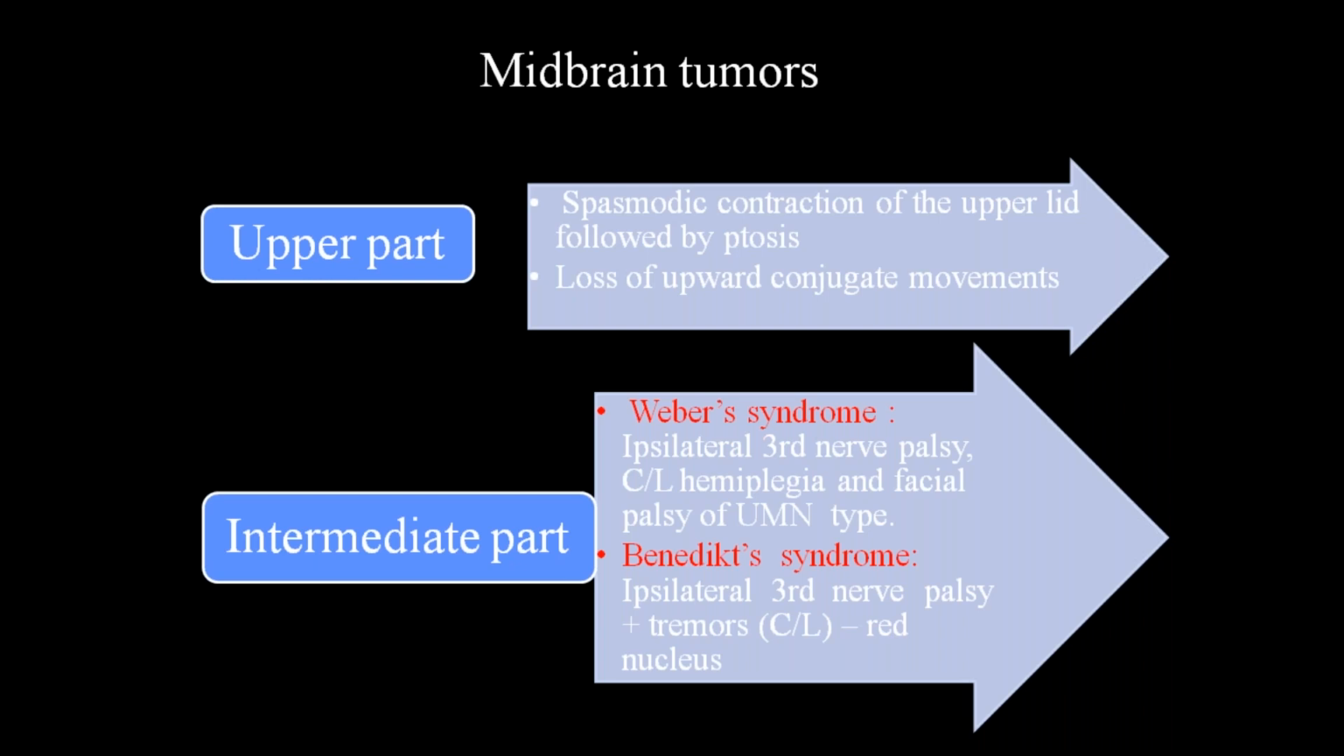In the lower part, when the third nerve is affected, then you suspect either Weber syndrome or Benedict syndrome. Third nerve palsy with hemiplegia on the other, contralateral side, with upper motor neuron type of facial palsy, is called Weber syndrome. Third nerve palsy with tremors on the contralateral side is called Benedict syndrome. So if the patient has third nerve palsy, you have to rule out whether the patient has contralateral hemiplegia or tremors, or whether both features are present or not.